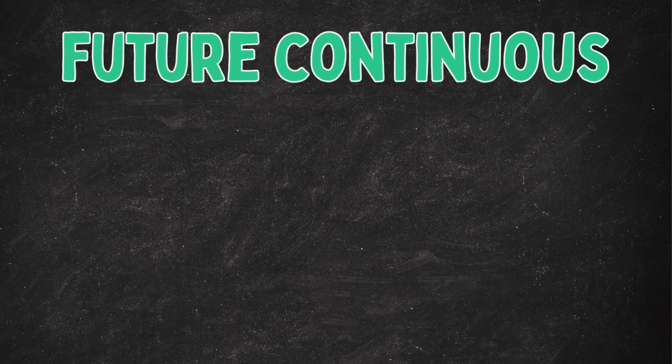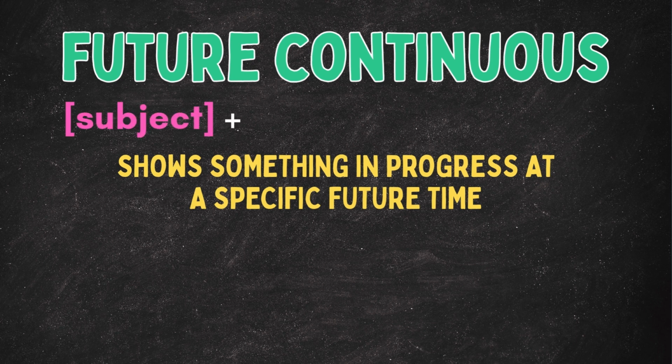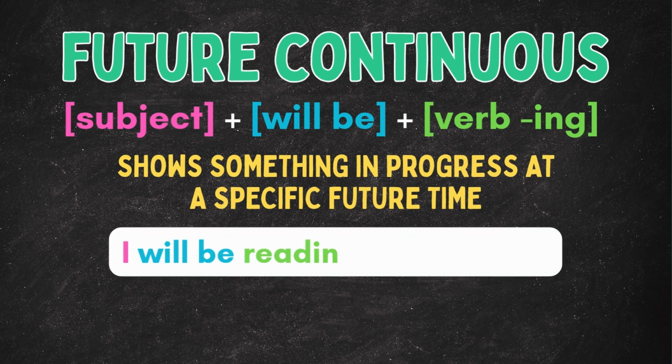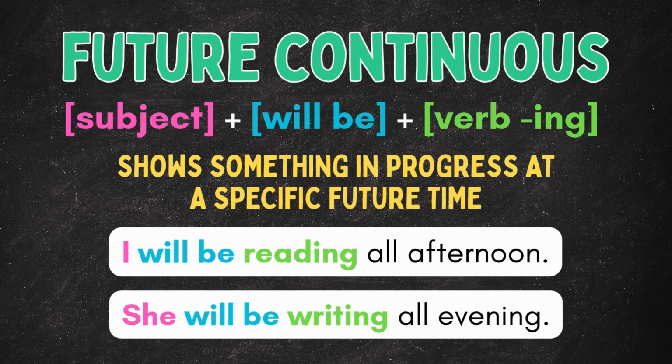Future continuous. The future continuous shows something in progress at a specific future time. The sentence structure consists of subject plus will be plus verb with ing. For example, I will be reading all afternoon. She will be writing all evening.